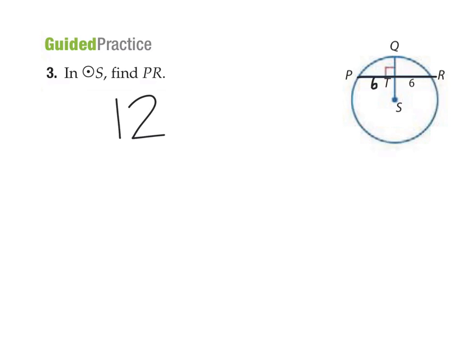Now, how did we know that the other part of it was 6? Well, we knew that QS was a radius. We knew that QS was perpendicular to the chord. According to the first theorem, if a radius is perpendicular, then it is automatically a bisector as well.